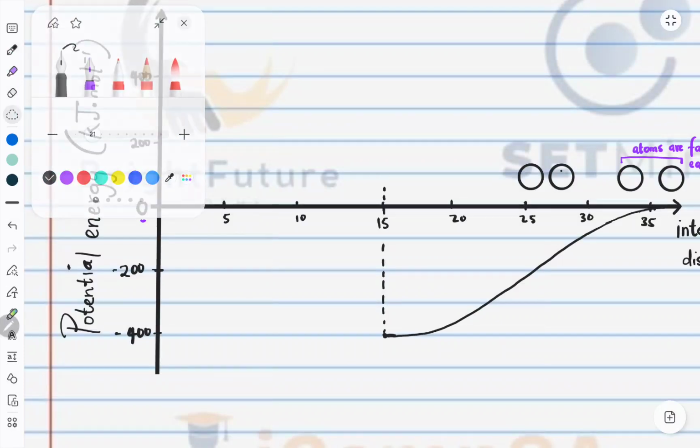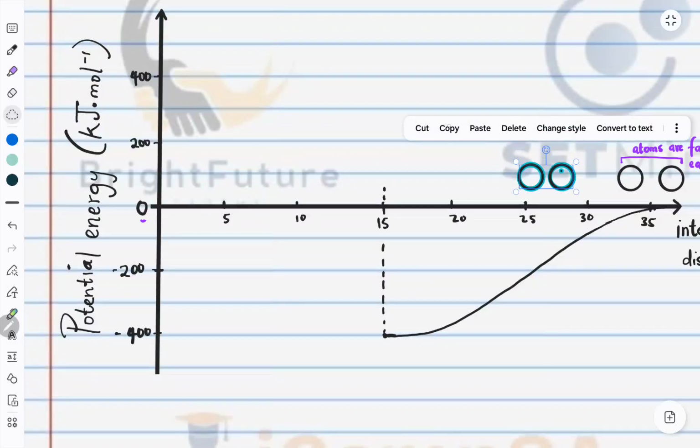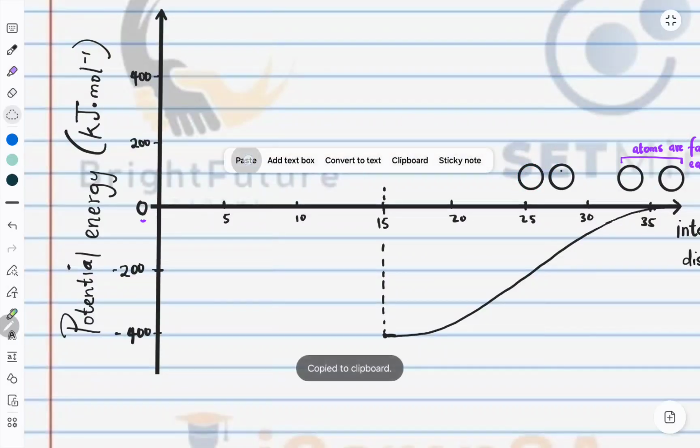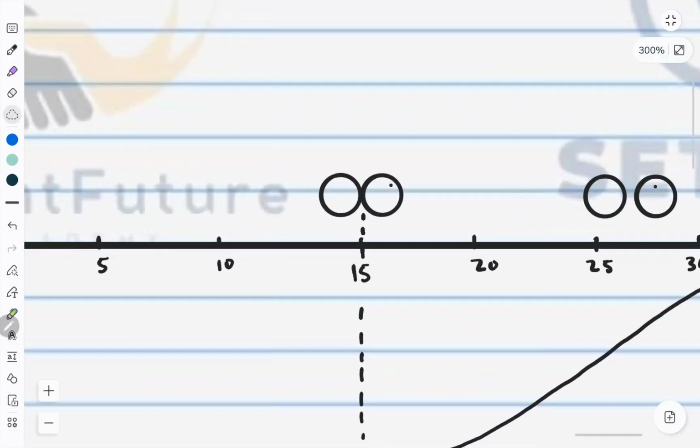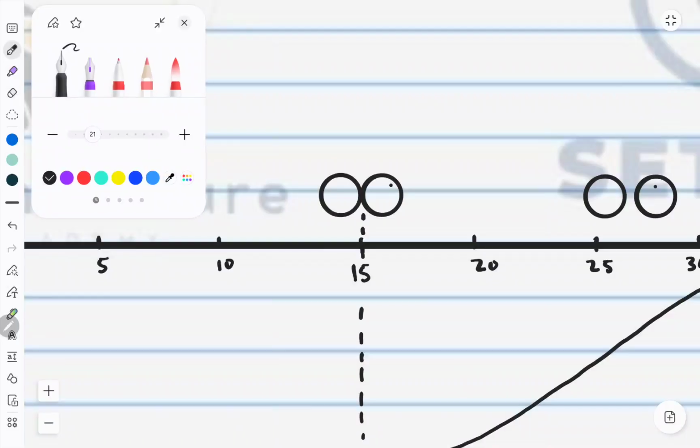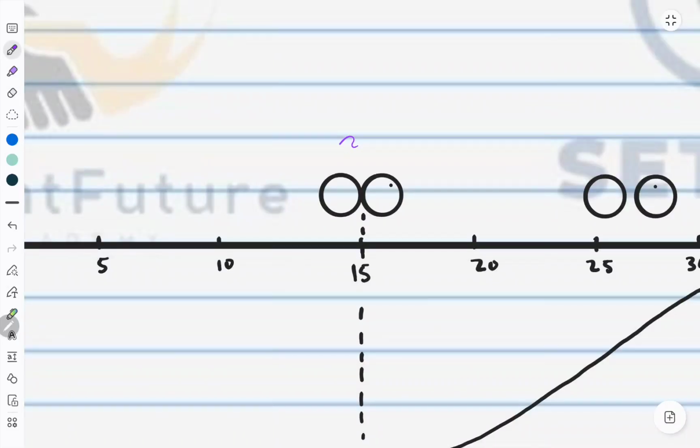So we take these very same atoms. Now at this point, they have reached a point where a chemical bond between them is formed. Okay, so now they have formed a chemical bond. Let's highlight that.